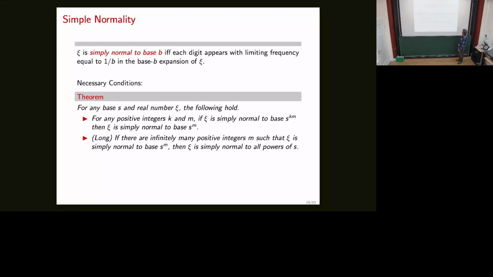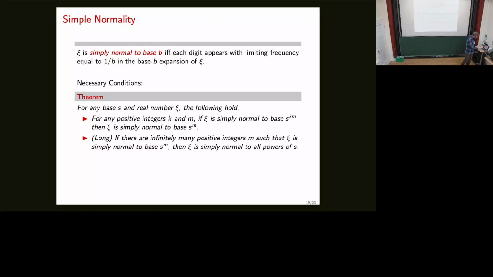Second, if there are infinitely many positive integers m such that x is simply normal in base s to the m, then it's simply normal in all the powers of s. Yes, go ahead. The first bullet point, the converse fails spectacularly, right? Right, that's right, good question. Simply normal in base 2 does not imply simply normal in base 4. So the question is, what are the conditions that are achievable? It can be simply normal in base 2 and not simply normal in base 4.